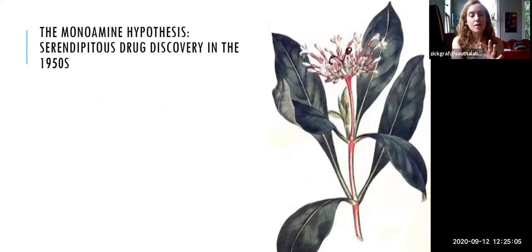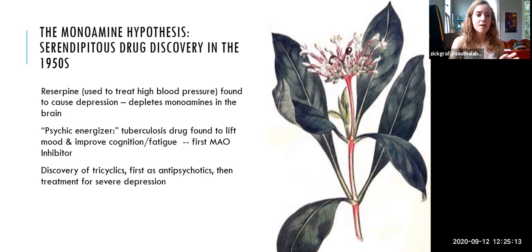So we know this now, but the role of the monoamine system in regulating mood was actually kind of discovered by accident in the 1950s. Basically there were three simultaneous discoveries that all happened by accident that all led to the development of the monoamine hypothesis of depression.